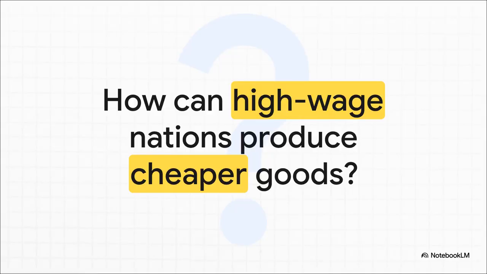So, here's the puzzle. How is it possible that a nation with high wages can actually produce goods that are cheaper than those from a nation with low wages? I mean, conventionally, you'd think higher wages automatically mean higher prices. But in the real world, on the global market, the opposite is often true. Understanding the mechanics of this is really central to getting a grip on international capitalism.